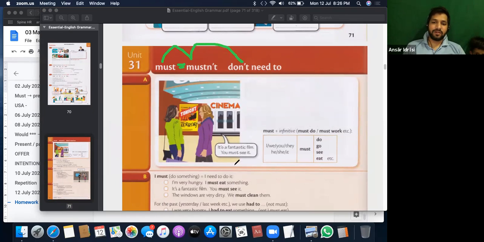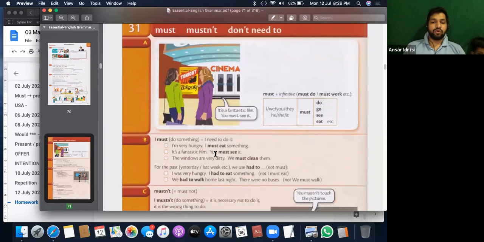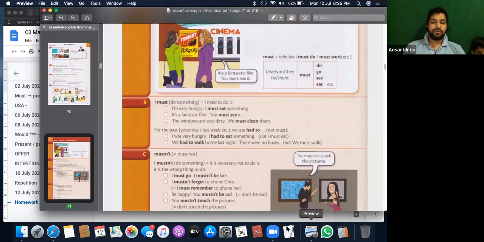It's a fantastic film. You must see it. Correct? Must plus infinitive. First form. ये हम लोगों ने पहले देखा था. I must go. You must do. She must do. She must see. It must eat. You must go. We must have, etc. Correct? Same case. अभी अपना चल रहा है हमारा. Must हमारा already हो चुका है. But still हम लोग यहाँ पे एक बार देख रहे हैं.